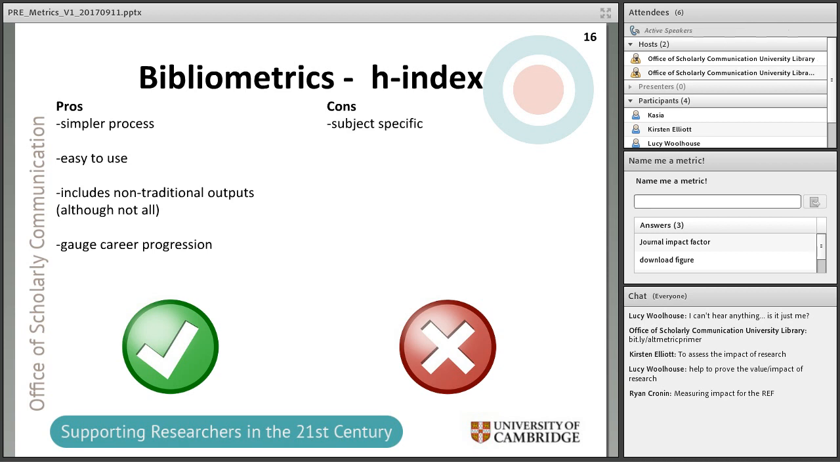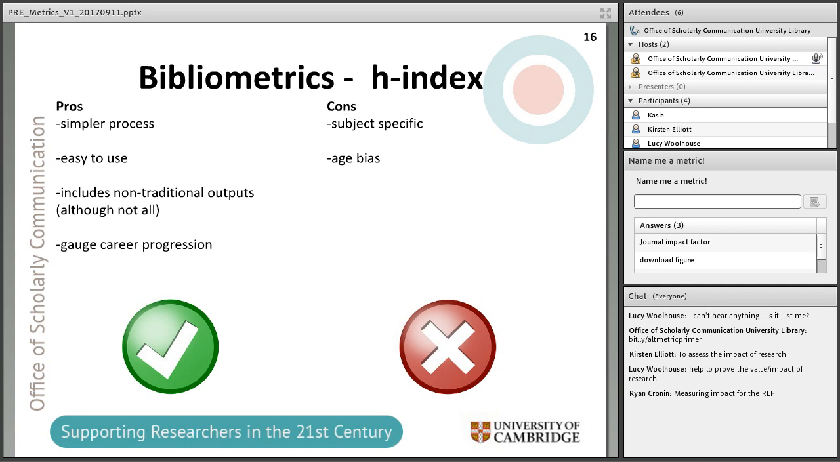So there are some cons. It's subject specific, so you'd never expect someone in the arts and humanities to have as many citations probably as someone in the sciences. So the STEM subjects, typically people have higher H-indexes than people in the arts and humanities. So it can be quite good when you're comparing STEM versus STEM, because you can look at the stage the person's in their career and their H-index to see how well cited their work's been. But if you're using it to compare someone in the STEM subjects with the arts and humanities, it can be a bit more difficult.